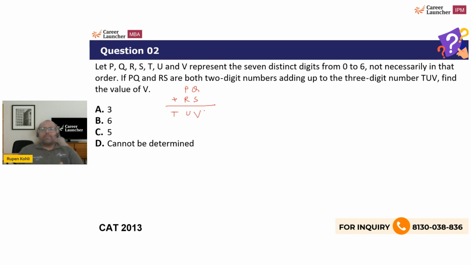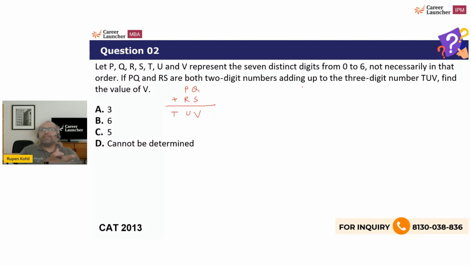You have to do some number fitting over here. You have to do some substitution of digits. It's not a question that you can solve directly. Okay, I have this equation PQ plus RS equals TUV. Because PQ is not P into Q, and RS is not R into S. It is the number 10P plus Q, and the number 10R plus S, which add up to become 100T plus 10U plus V.